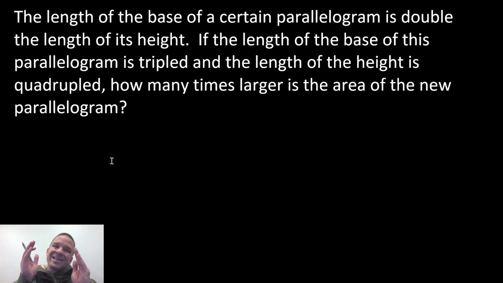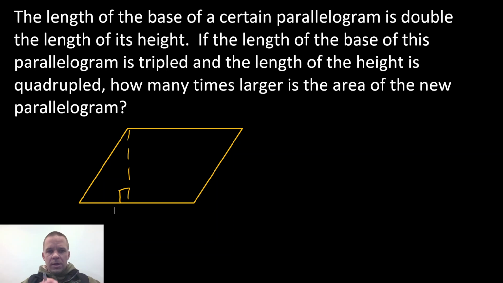First thing I'm going to do is I'm going to throw down a parallelogram. So it says the length of the base of a certain parallelogram is double the length of its height. So let's call the height in this one x, and it says the length of the base is double the length of its height. So this would be 2x right here. Okay. Awesome, right? Our base and our height, they're perpendicular to each other. We're good to go on this one.